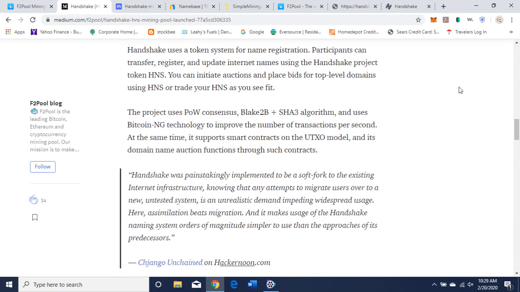It uses a token system for name registration. Participants can transfer, register, and update internet names using the Handshake project token HNS. You can initiate auctions and place bids for top-level domains using HNS or trade your HNS as you see fit. So they have their own exchange and their auction platform. It's called Namebase. I'll get to that in a minute.